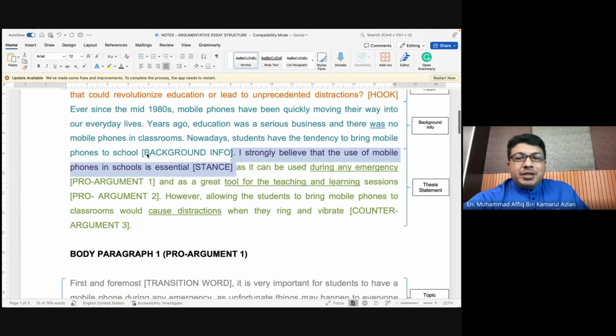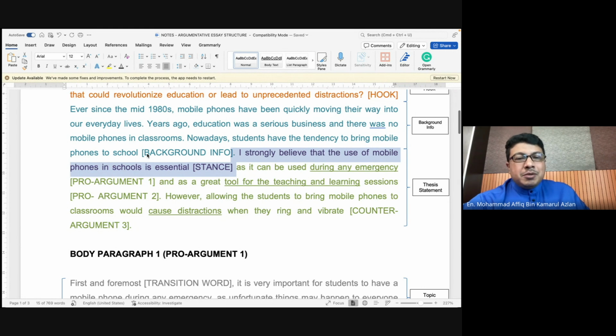Whatever that you mention in the thesis statement, whatever points that you mention, you have to explain. For example, point number one must be paragraph one. Point number two must be paragraph two. Many people in the past, they have the thesis statement, they have the points, but when we take a look at the paragraph, the points are different from what they mentioned here.